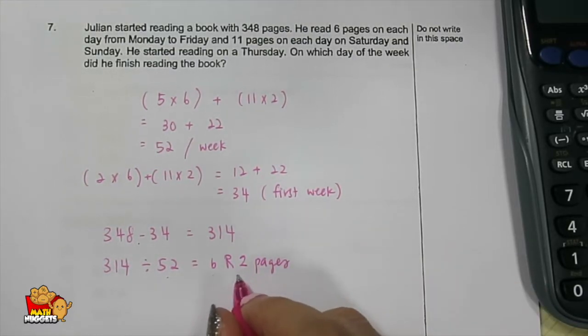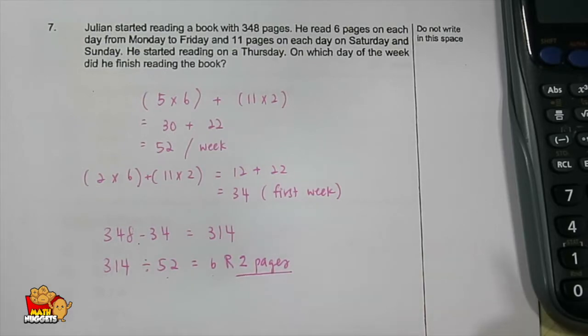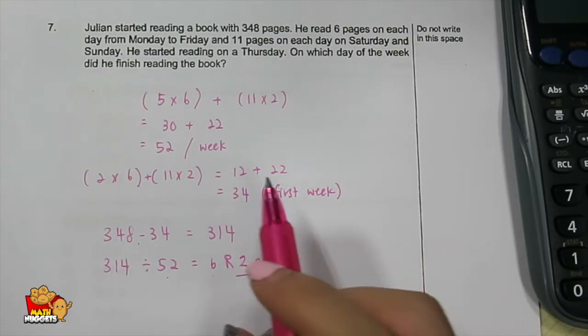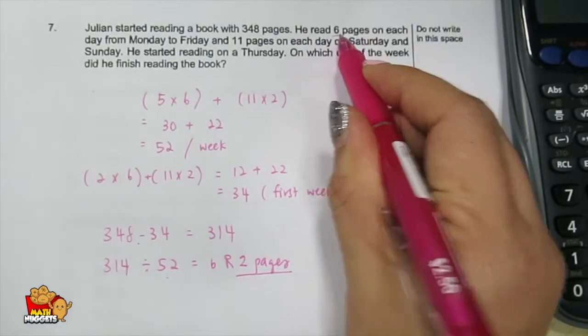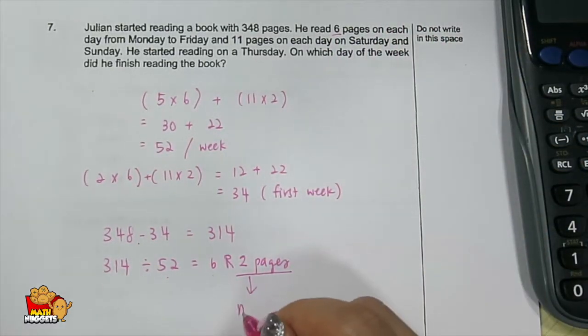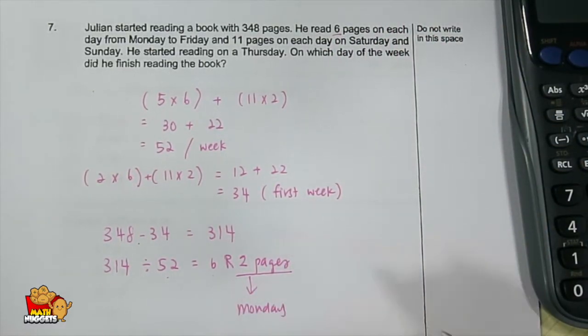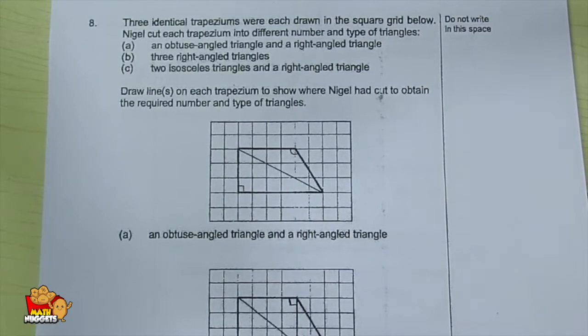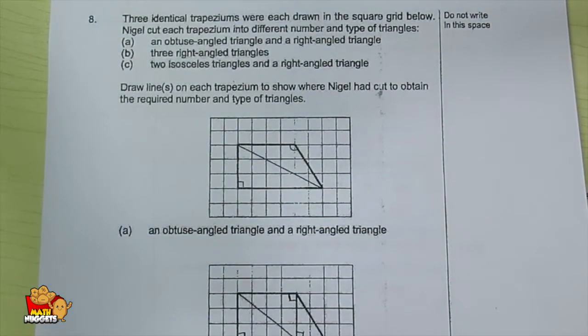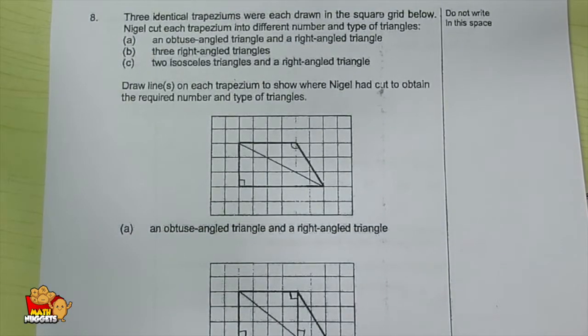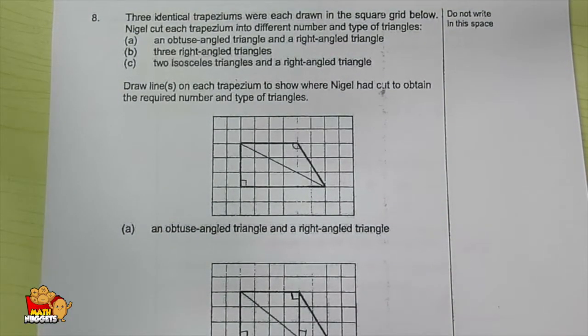So how long will he take to read that 2 pages? For the weekday, on the Monday he can read 6 pages, right? So which means by Monday, he would be able to complete that 2 pages. So the answer is Monday. For question 8, everything is actually drawn in this paper. So we are unable to do this. We will skip question 8 for this paper.